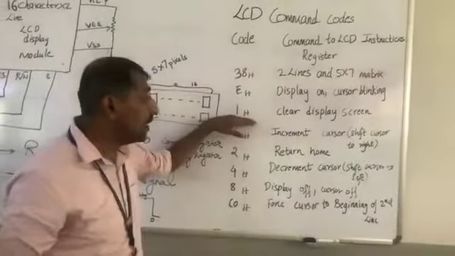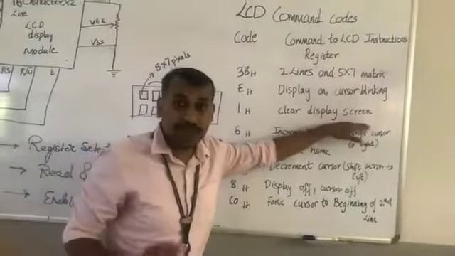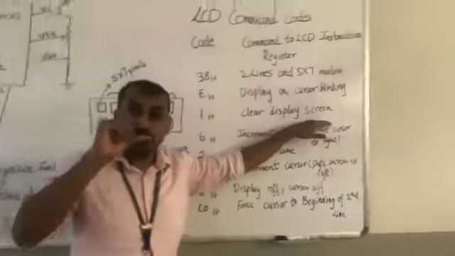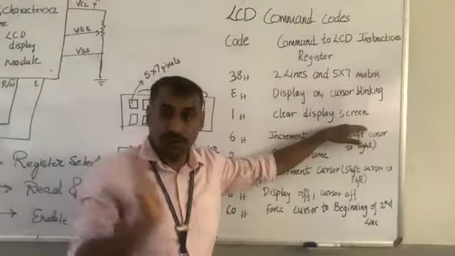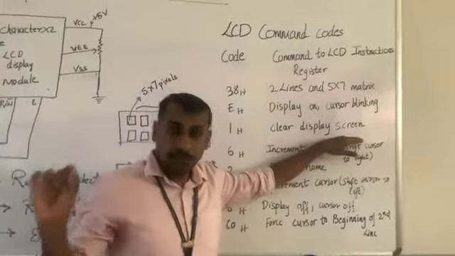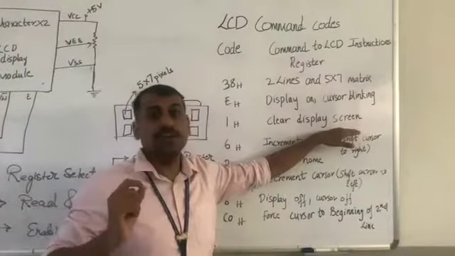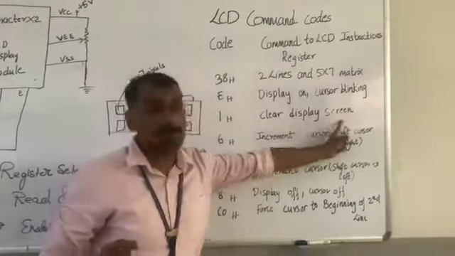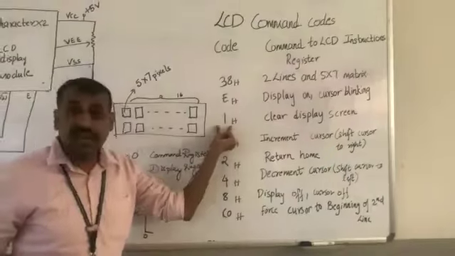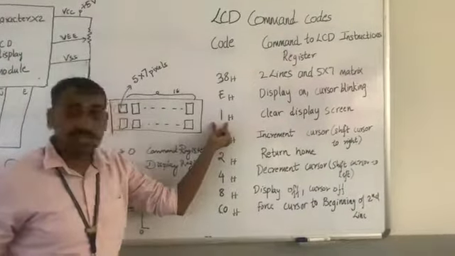Okay, and 01H will clear the display. For example, the previous data is already displaying on the LCD. You would want to remove it. In that case, before you display any of your data, you need to clear the display screen. For that, you need to send 01H to the LCD.